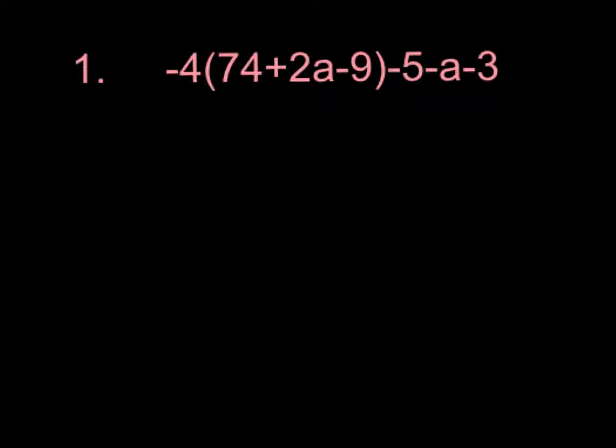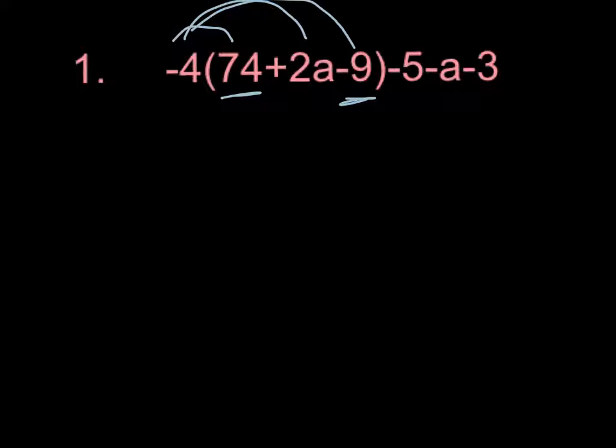Number 1 is an expression. It is not an equation because it's missing an equal sign, and we can't solve, but we can simplify. I'm going to start my simplifying by distributing the -4 to everything inside the parentheses, and there are 3 things here. If you would rather have another method, I can combine the 74 and the -9. Either of those is a good first step.